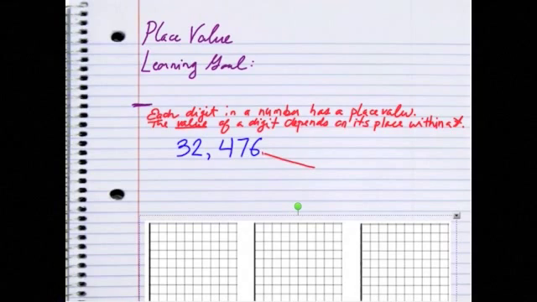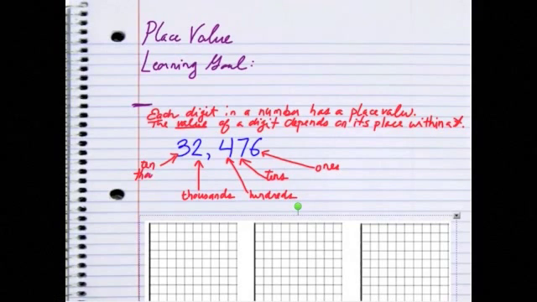So 6 is in my ones place. 7 is in my tens place. 4 is in my hundreds place. 2 is in my thousands. And 3 is in my 10,000s place. Okay? And as we're looking at that number, we can manipulate it.